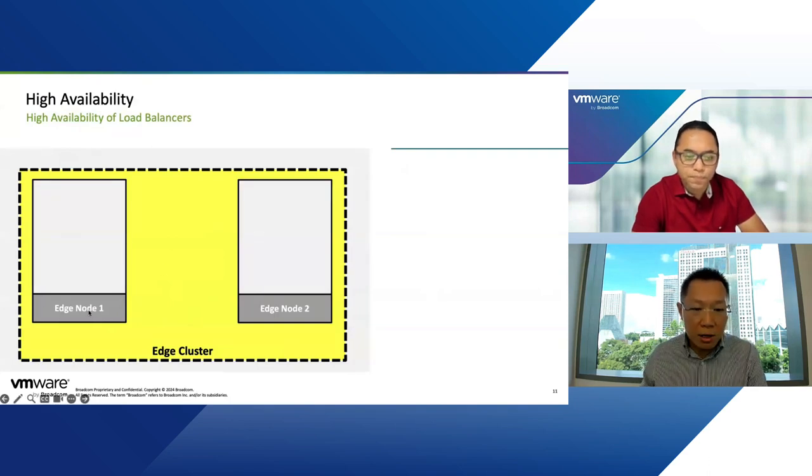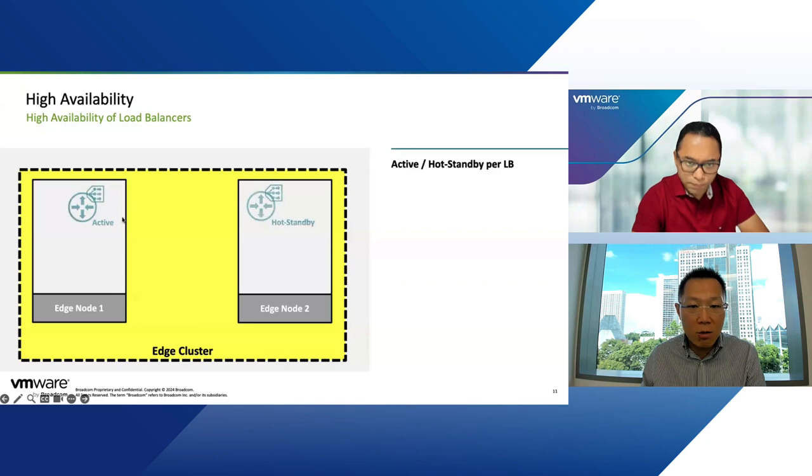So you have Edge node 1 here and Edge node 2 over here, so two nodes. When you activate the load balancer, you have to attach it to a tier 1. That's where you have the active load balancer as well as a hot standby being created, and they are created on two separate Edge nodes for availability purposes. If one of the Edge nodes goes down, the hot standby will take over. You can create multiple load balancers.